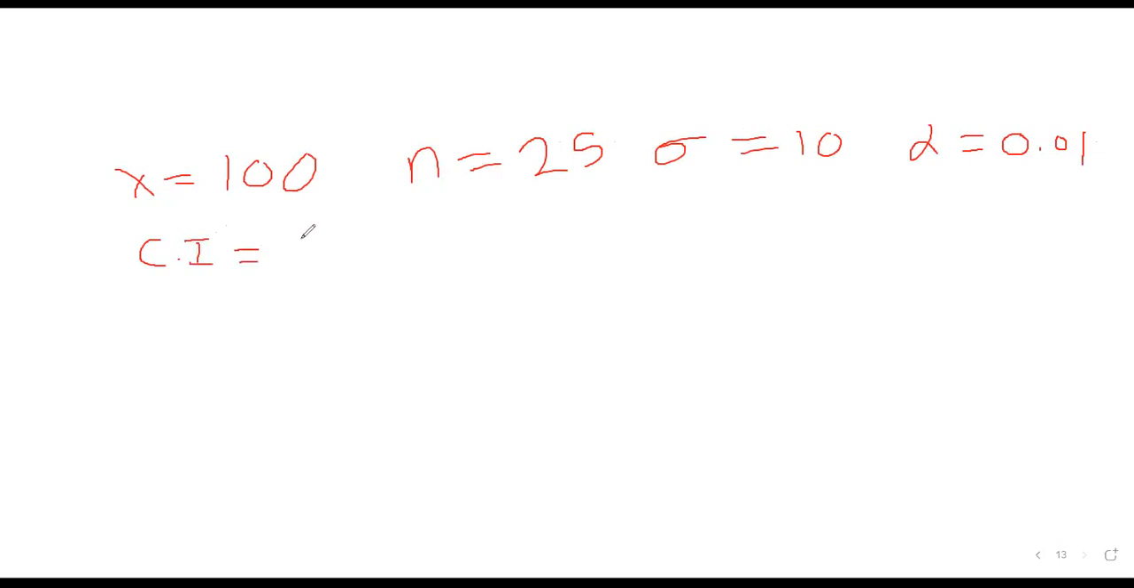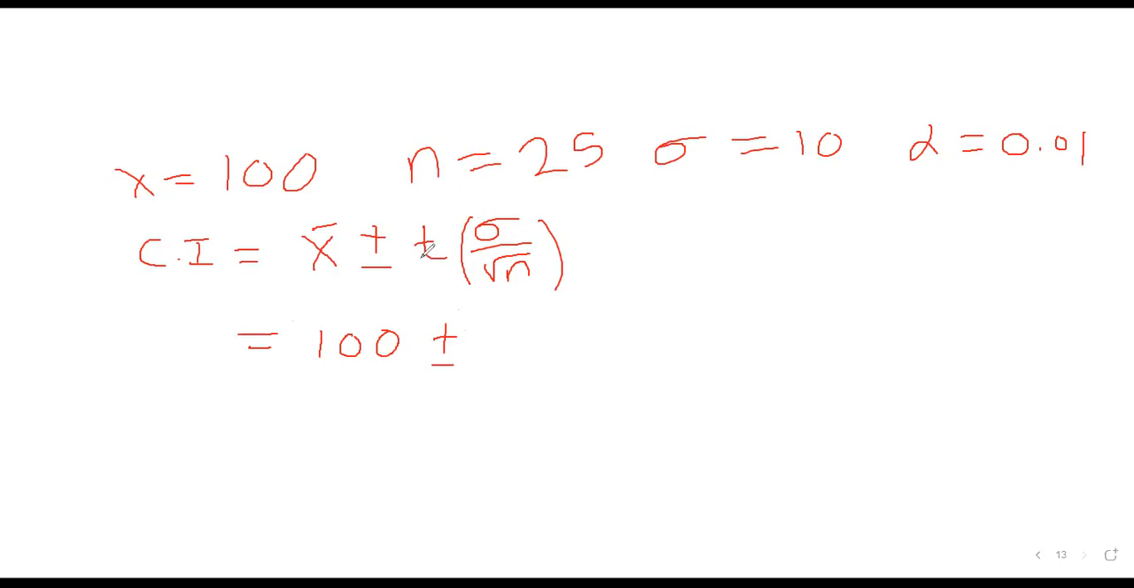Are we using Z or using T? We're using T because the sample size is less than 30. Great. So what is our X bar? 100, right?